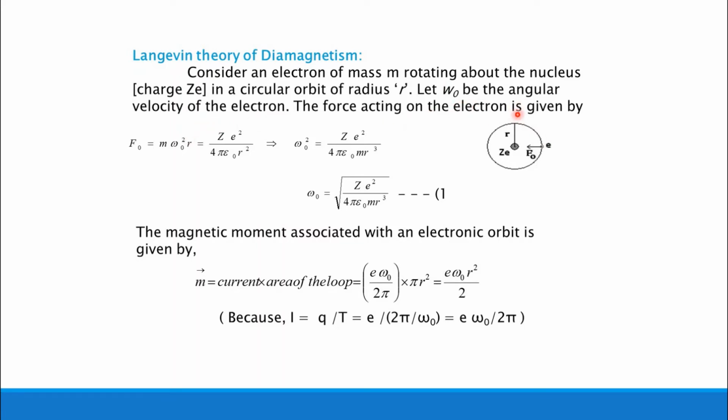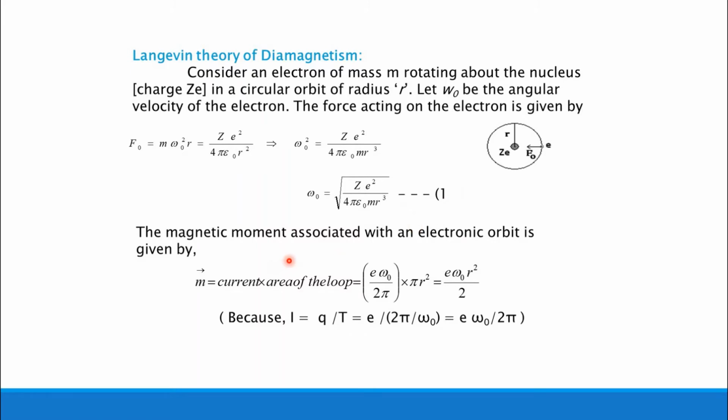The force acting on the electron, the centripetal force, is given by F0 equal to m omega naught square r. That is equal to the force of attraction between the nucleus and the electron, the Coulombian force, Ze square divided by 4 pi epsilon naught r square. From this we have omega naught square r equal to Ze square divided by 4 pi epsilon naught m r square. Or we can write omega naught equal to root of Ze square divided by 4 pi epsilon naught m r cube, equation number 1.